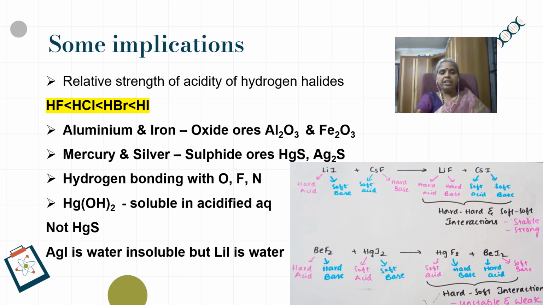Silver iodide is water insoluble, but lithium iodide is water soluble. Silver iodide is water insoluble, which means silver iodide is very, very stable. Lithium iodide is water soluble, which means lithium is hard, iodide is soft. So the bond between them is very weak and hence it will easily dissolve in water. But silver iodide will not dissolve in water.